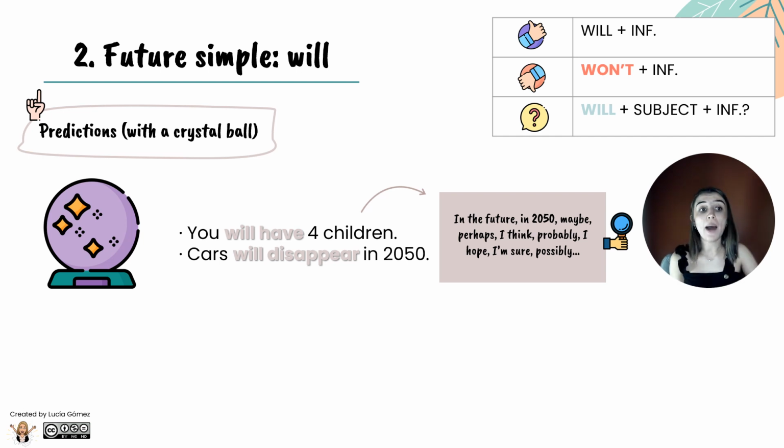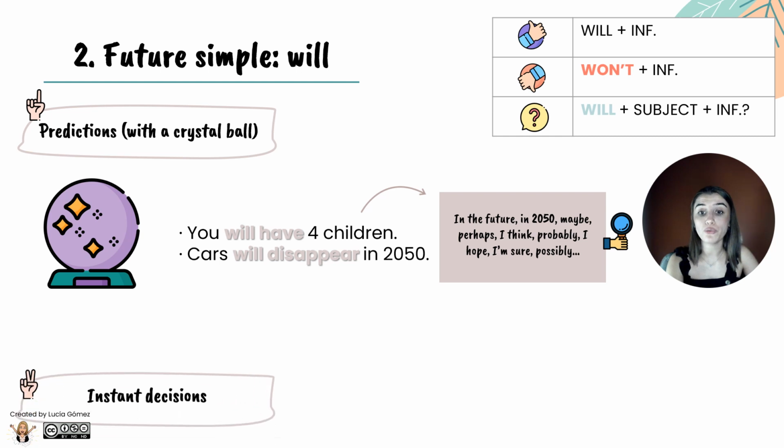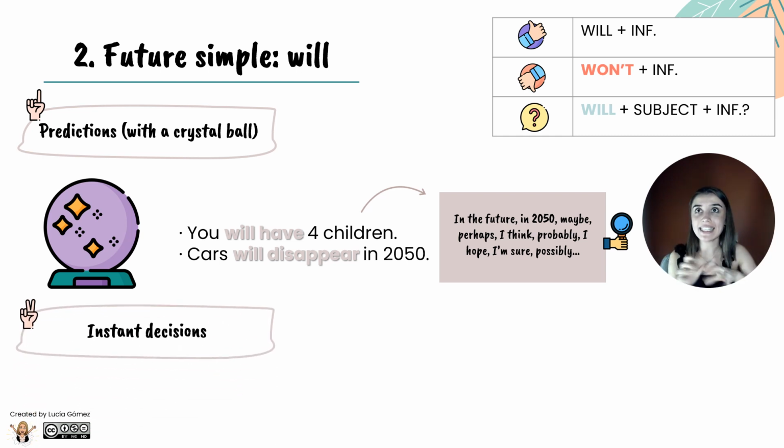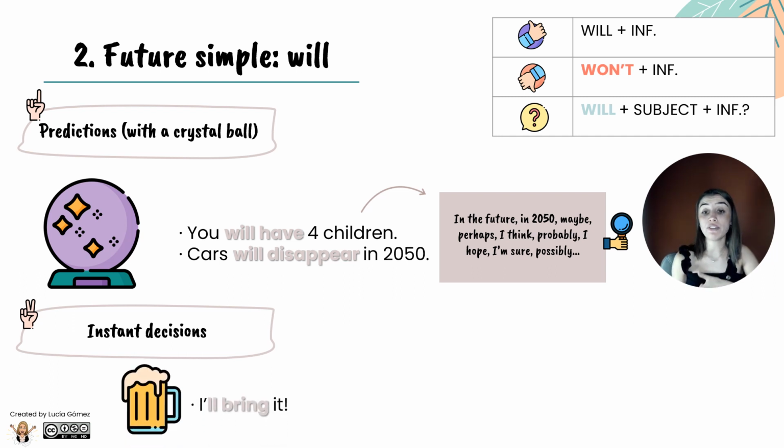Then, we are also going to use will for instant decisions, things that I haven't planned beforehand, cosas que no he podido planear de antemano. For instance, if I'm in a bar and I ask the waiter or the waitress for another beer, I say something like, I'd like another beer. The waitress or the waiter is going to say something like, I'll bring it, te la traigo.